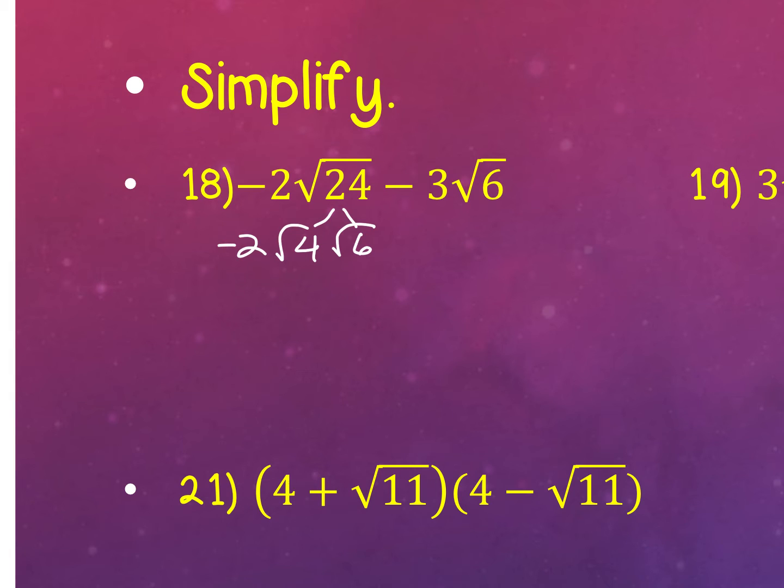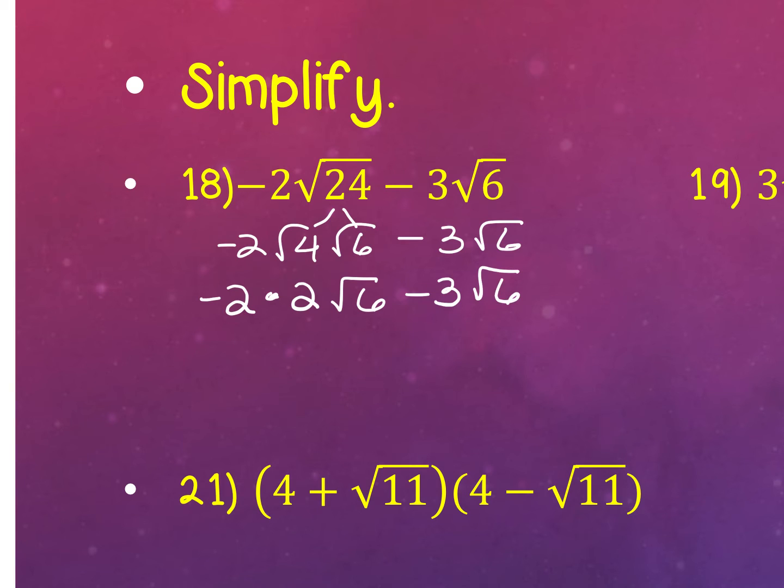Let me just rewrite the rest of the problem. Now, for those of you who are good and recognize that the square root of 4 is 2, you don't really need to keep going till it's prime. The square root of 6 would break down into 2 times 3, and neither of those are perfect squares, so the 6 would stay. So I'm going to pull out the 4, as the square root of 4 is 2. 6 will stay underneath. I need to multiply these two numbers that came out. So this will become a negative 4 square root 6 minus 3 square root 6.